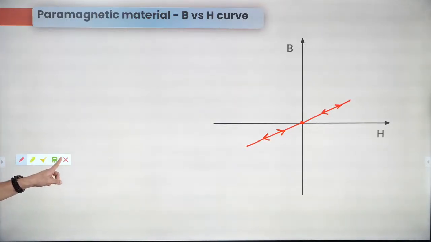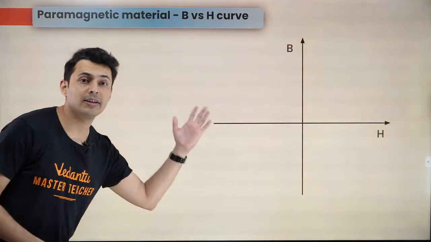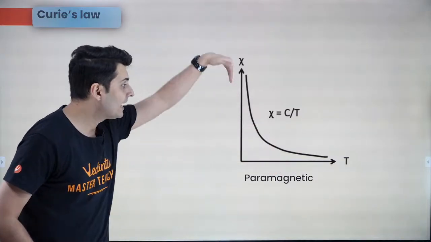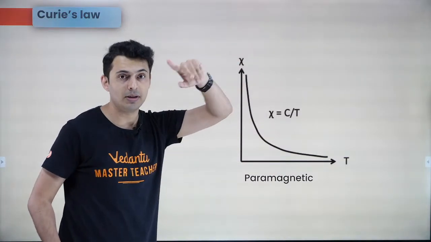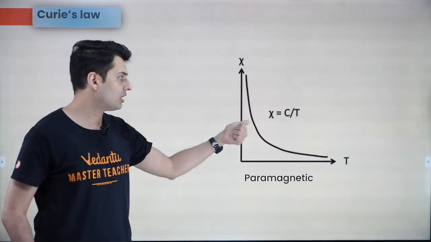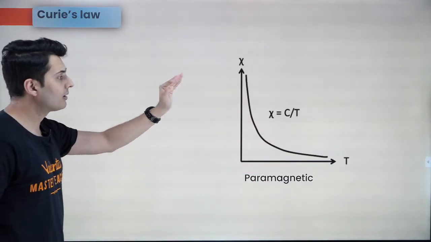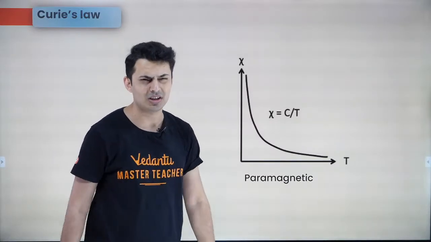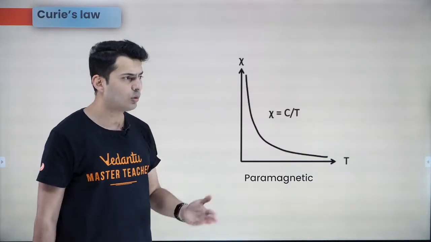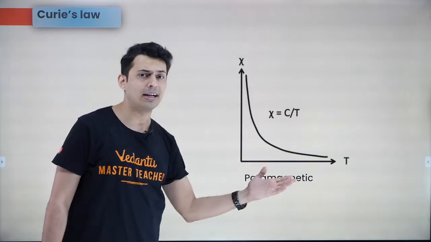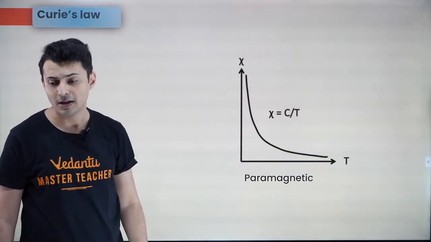Okay. And how does it behave with respect to temperature? If you increase the temperature, χ reduces. Susceptibility is inversely proportional to temperature. In fact, this is also called Curie's law. Remember this, they can give you these kinds of questions. Very simple. How does the graph look? If this is the temperature and this is the susceptibility, what is the susceptibility at this temperature for a paramagnetic material?